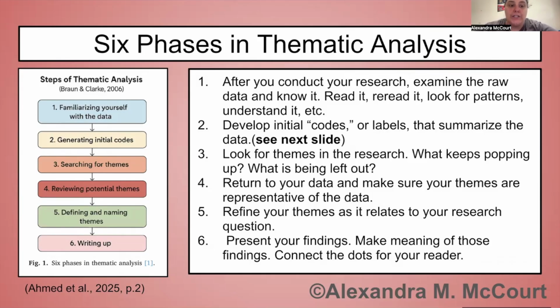Then you have number 2, generating initial codes. So when we say codes, these are labels or categories that might help you summarize your data. These can be just initial codes, and I'll talk more about coding schemes on the following slide, but after you have read and reread and you've looked for patterns, what are some initial codes, labels, or categories? Could we begin to fit our data into certain boxes? Number 3 is searching for themes. After you've come up with your initial codes, look for themes in the research. What keeps popping up? What's being left out?